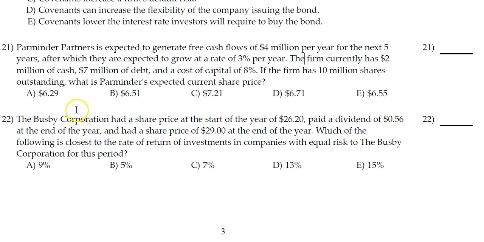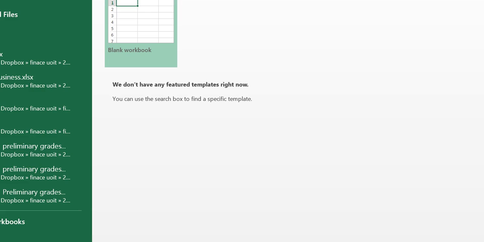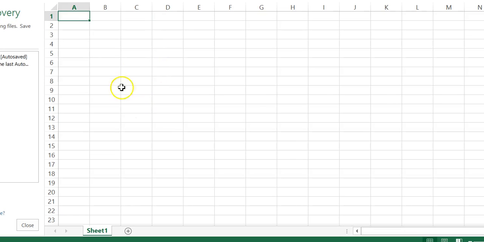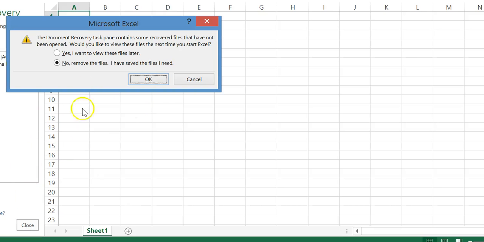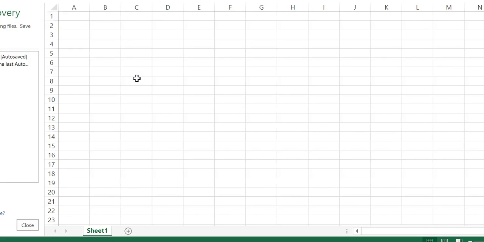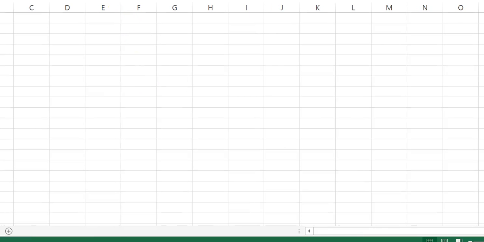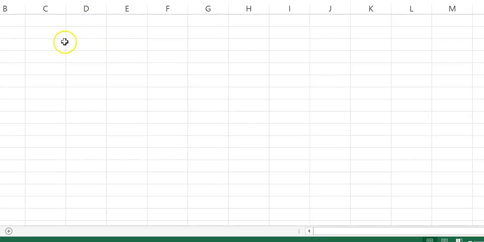Okay, so I recommend to do this one in Excel, or of course, if you want, you can use a financial calculator. So I'm going to start by specifying what we know. So what do we know? Well, first of all, they're expected to generate free cash flows of $4 million per year for the next 5 years.